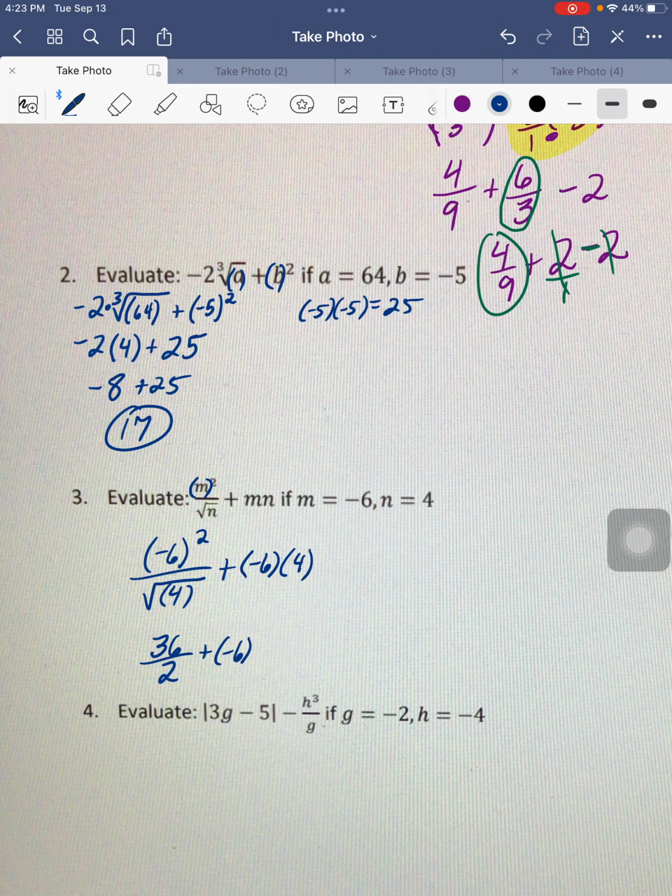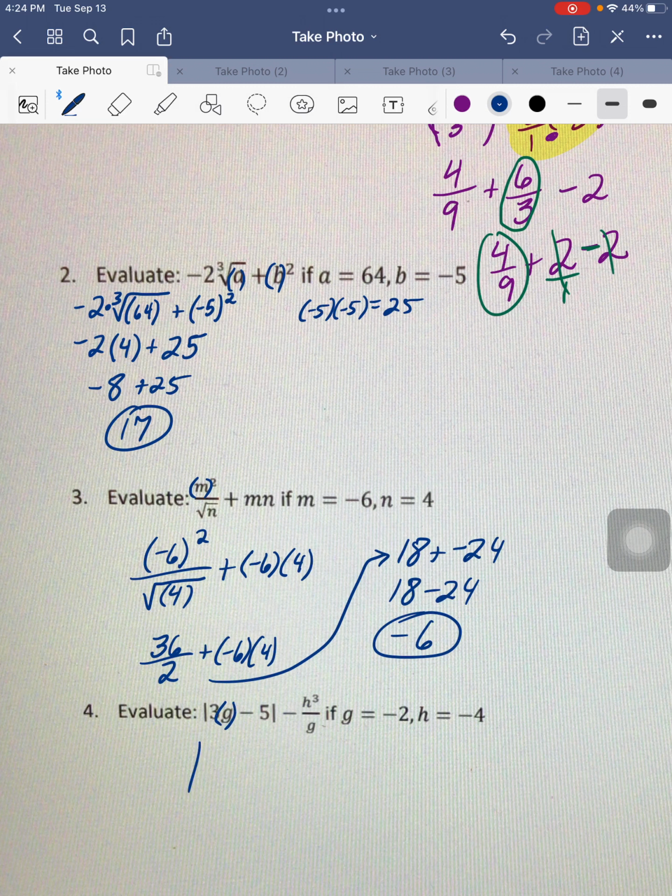You could do the multiplication now at this step, but we'll work through the order of operations just the proper way that always works. So now we have multiplication, division. We have division, 36 divided by 2 is 18. -6 times 4 is -24. 18 plus a -24 is the same thing as 18 minus 24, which will be a negative answer, -6.